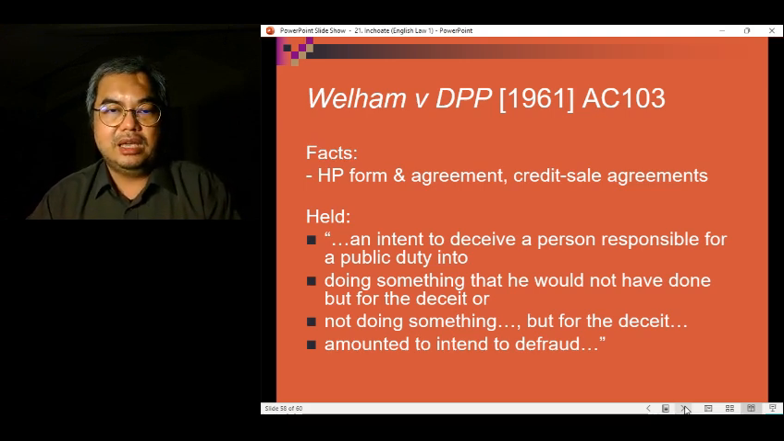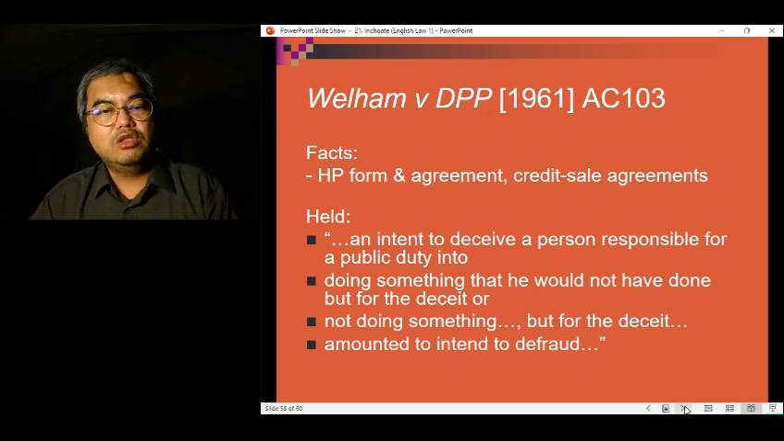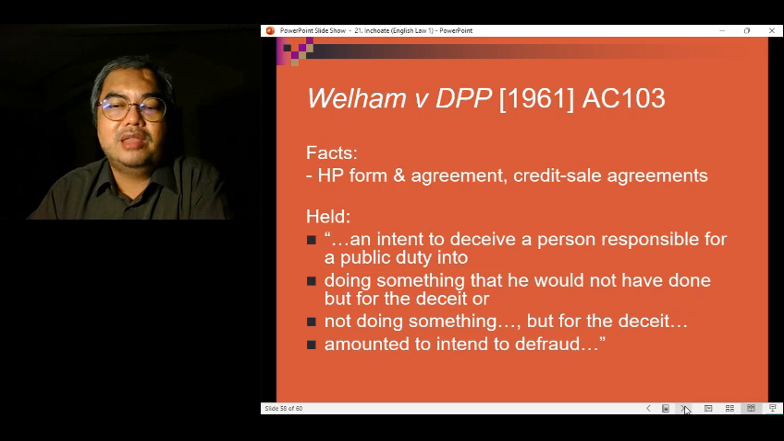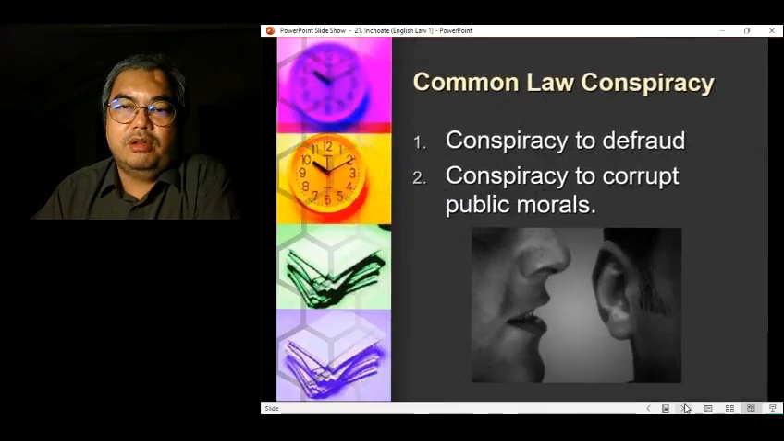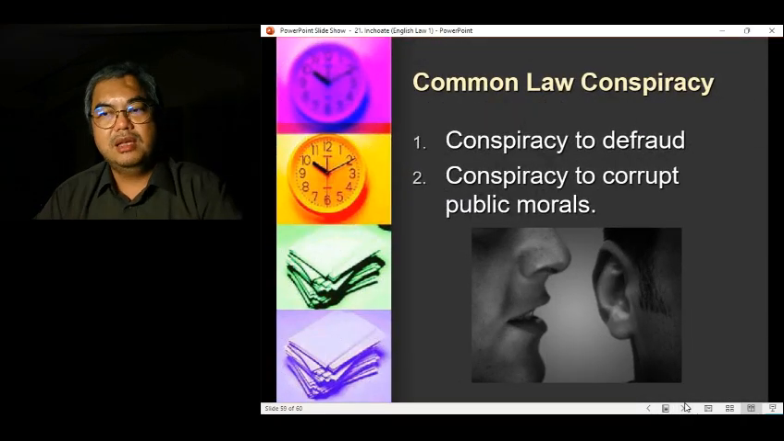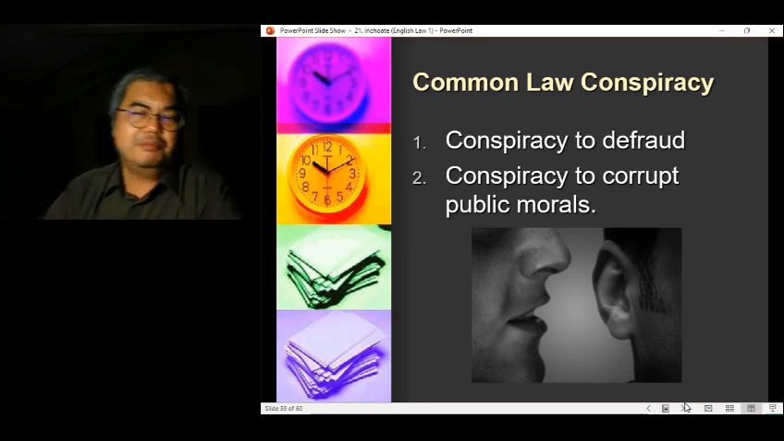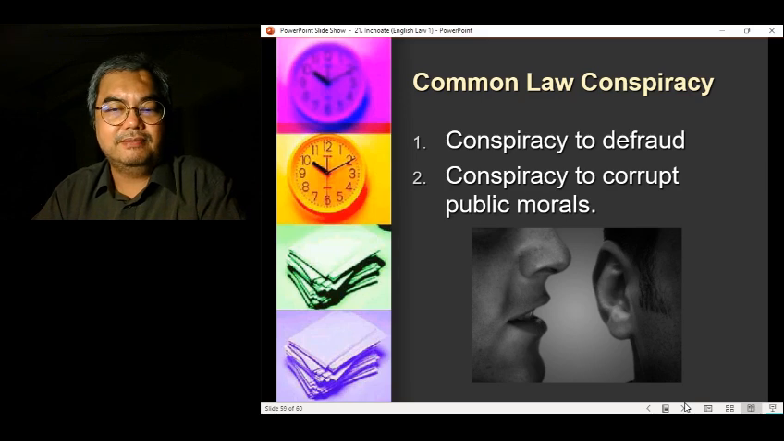So it was held that the intent to deceive a person responsible for a public duty into doing something that he would not have done but for the deceit, or not to do something but for the deceit, will then amount to intent to defraud. Okay, so those are the three types of conspiracy to defraud. So you see that there is deception that needs to be committed, and there is, or at least there's, a dishonest intent.